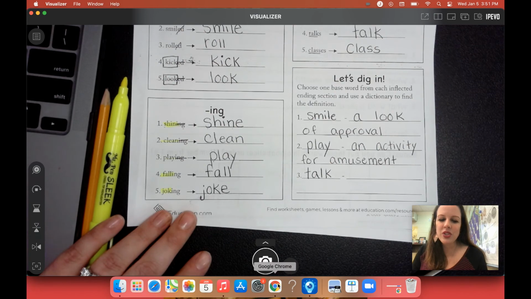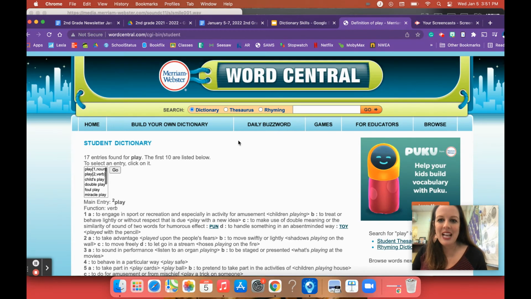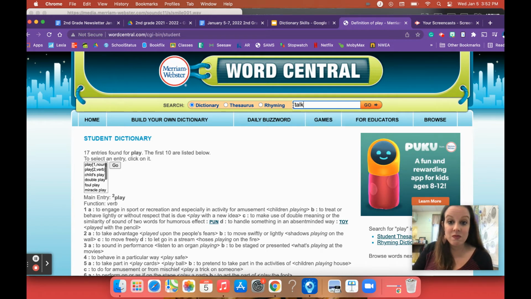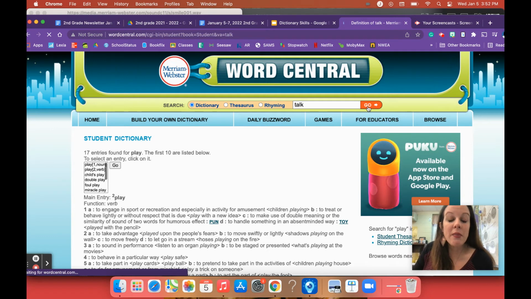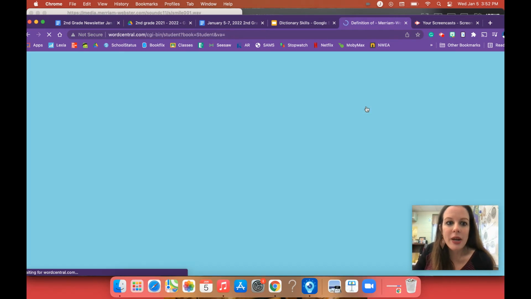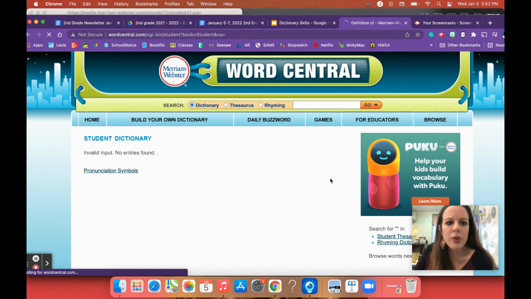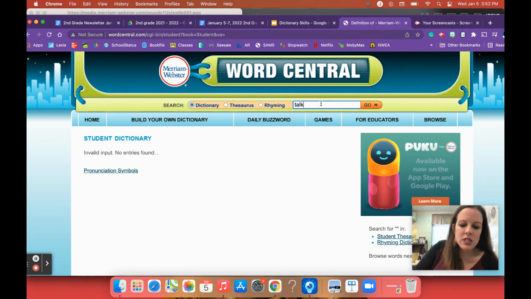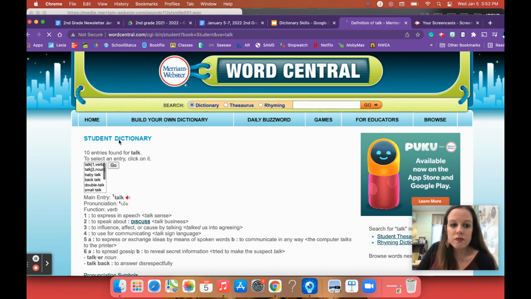Well, I like to write too. Let's go back to Word Central and we're going to type in the word talk and we're going to hit go. And when Miss Morris is talking about talking, I am talking about the verb. Whoa, where did it go? Let's try that one again. Talk. I am talking about the verb talk. Blah, blah, blah. To express in speech.